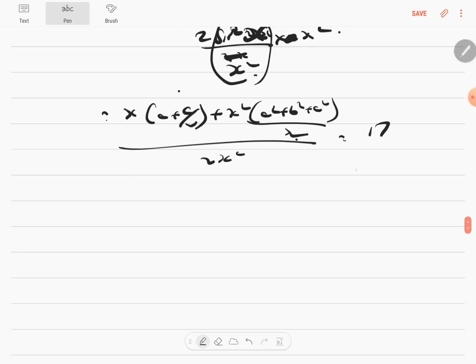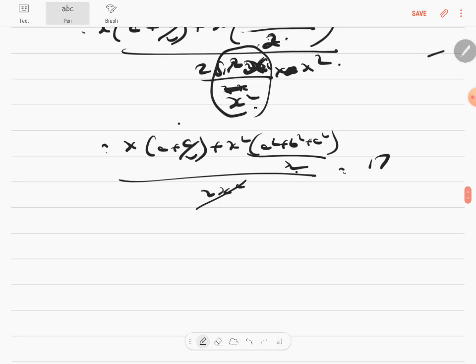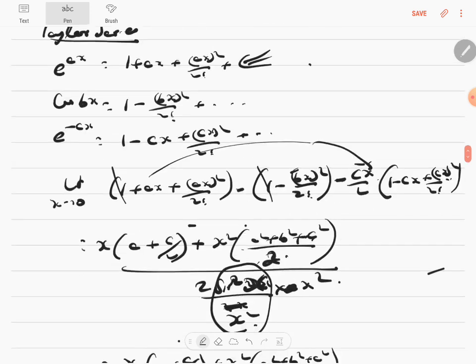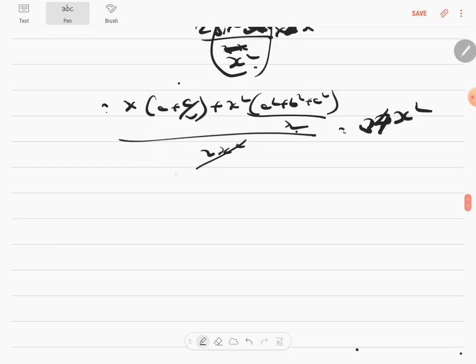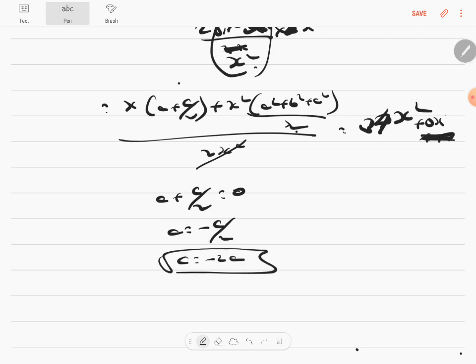They themselves have given it. So when you take it to that side, it will become 17 times 2, so 34x square is all you get. And now you can imagine this is 0x plus 34x square. No, that's all, no constant at all. Equating the coefficient of x to 0, so a plus c by 2 is equal to 0. A is equal to minus c by 2, or c is equal to minus 2a. And similarly, equating the coefficient of x square, a square plus b square plus c square by 2 is equal to 34.